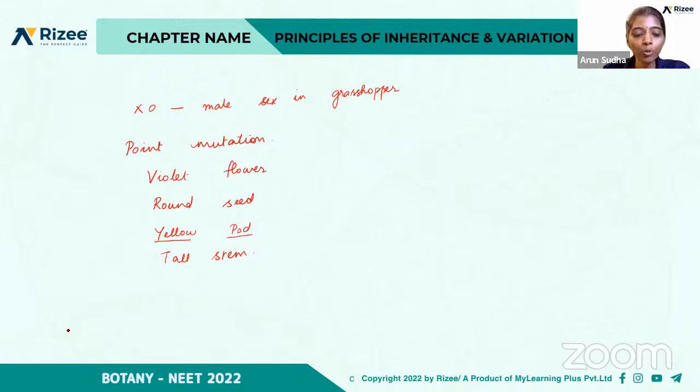Then, a pure tall pea plant is crossed with a pure dwarf pea plant. The progeny is self-pollinated. The ratio of true breeding tall pea plants to true breeding dwarf pea plants shall be 2:1, 1:1, 3:1, or 1:2. Yes, B is the right answer. True breeding tall and true breeding dwarf means homozygous, right? So that is 1:1.